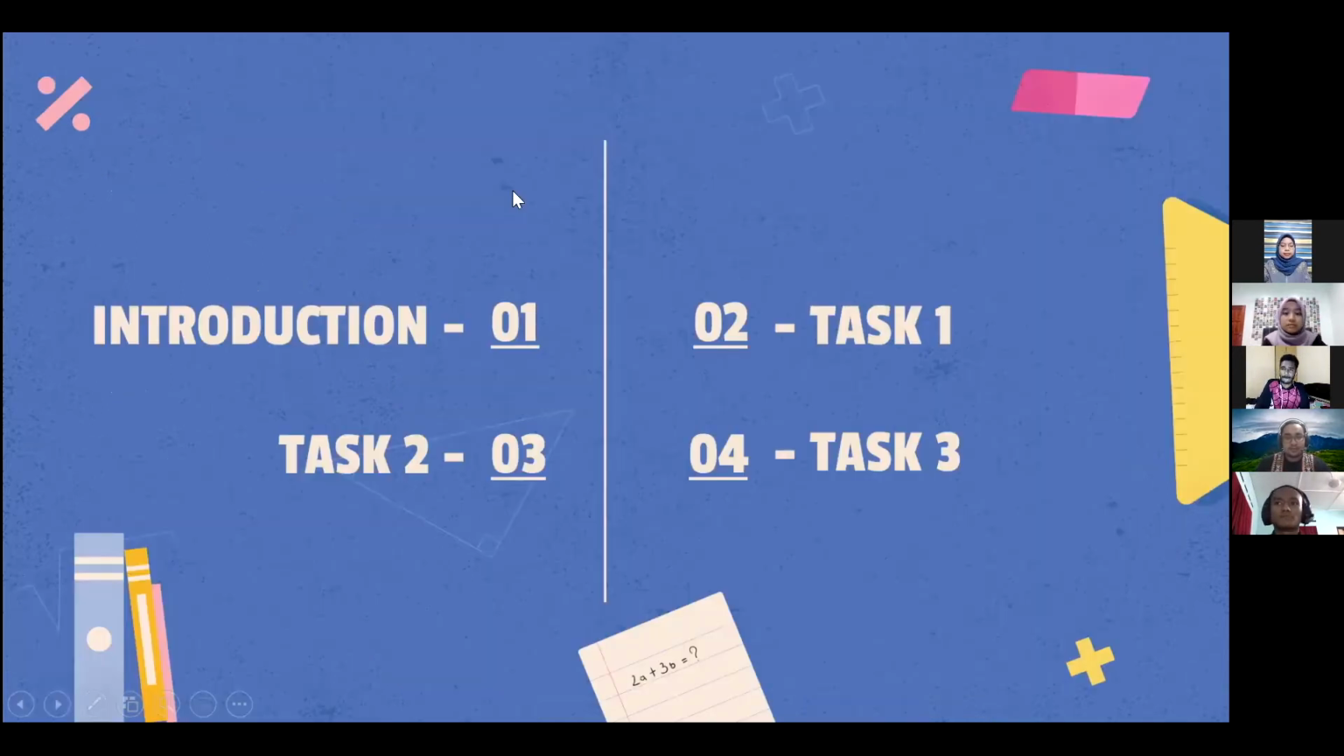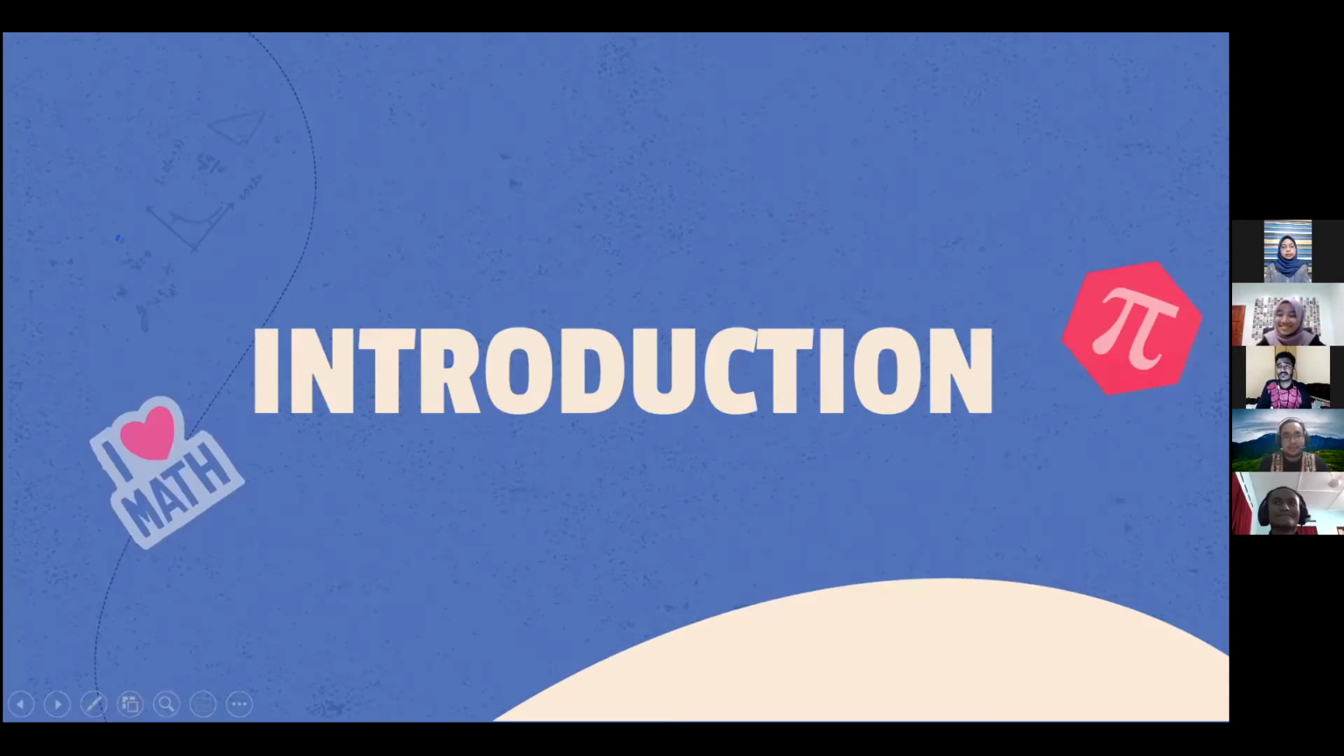So let's start. This is our table of contents. For the introduction, this assignment was given by our Dr. Muhammad Adil, which is student-centered learning, where we need to solve the problem ourselves and present how we solved it to our lecturer. Next, for Task 1, I will pass to Nizam.